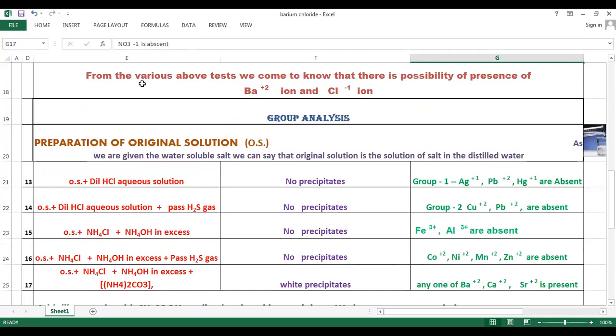So now, my dear students, from the various tests we have performed, we can conclude that there is a possibility of the presence of Ba plus 2 ion and Cl minus 1 ion.